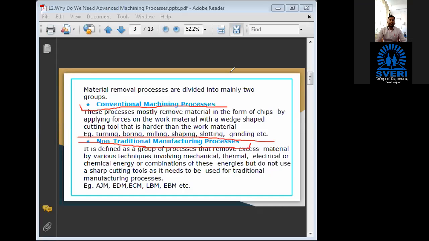Now again, the small question arises: what are those processes? Abrasive jet machining, that is AJM, then electric discharge machining or electro discharge machining, EDM, electrochemical machining, and so on. These are the processes we are going to learn in chapters 2 to 5. All of them belong to the non-conventional or non-traditional machining processes. Okay, getting it?